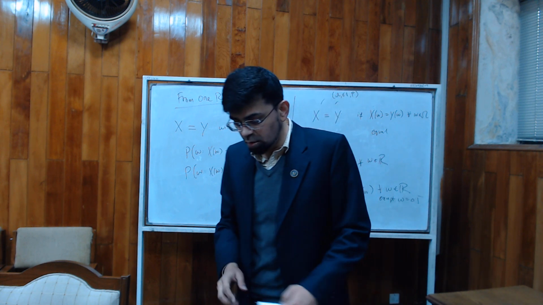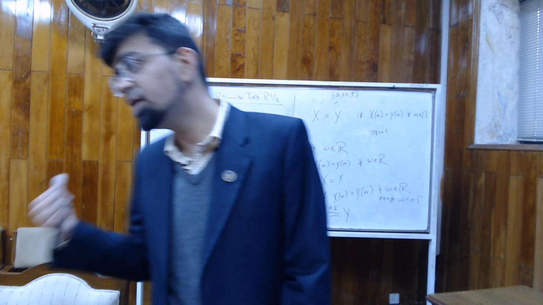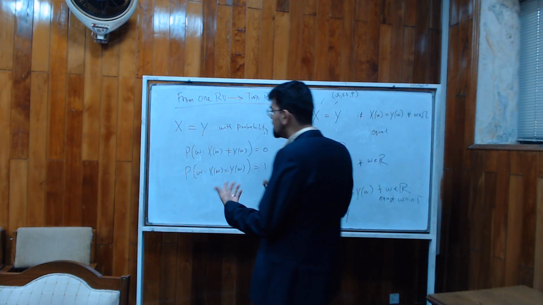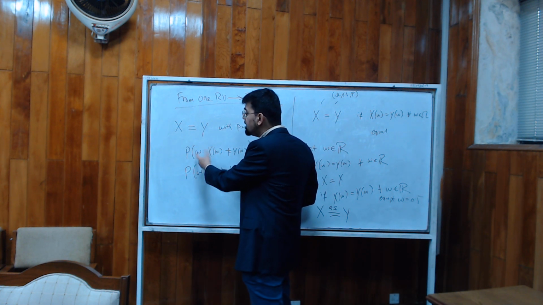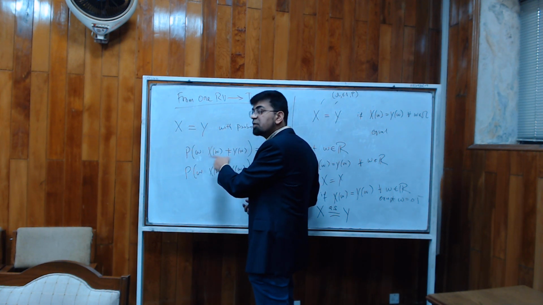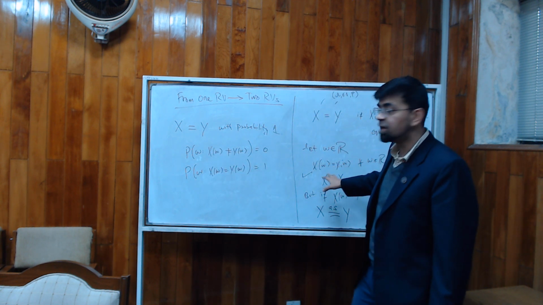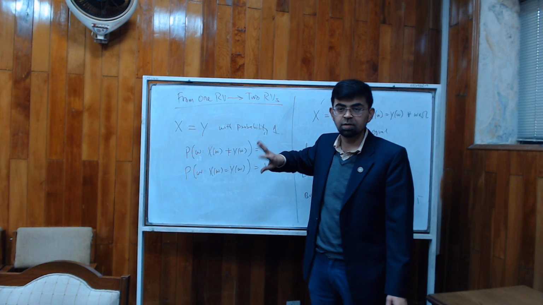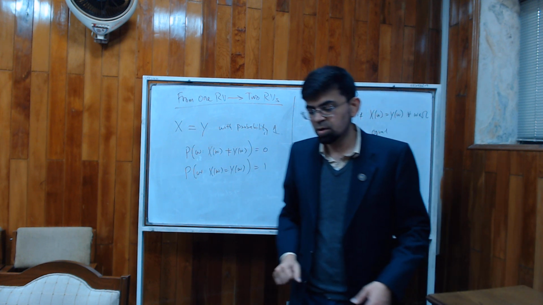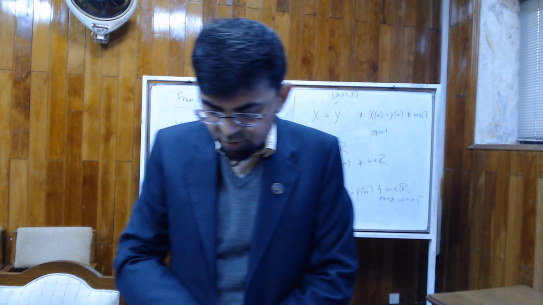If you don't need to write that, then it means there isn't even any omega where they were not equal. They were always equal from the start at every omega. Then you don't need to write these qualifiers: almost surely, with probability 1, and so on.